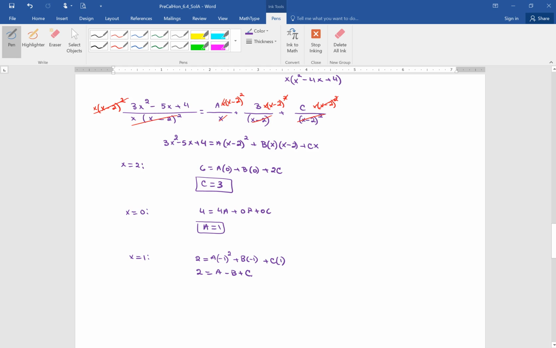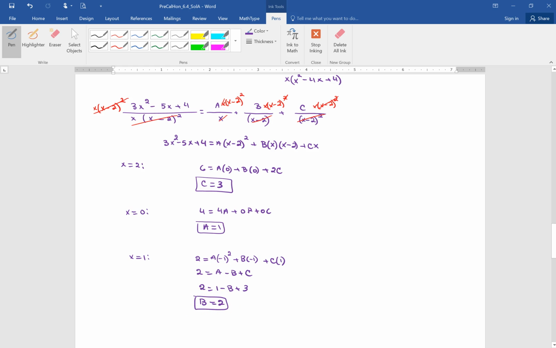We already know A and C, right? So 2 is equal to 1 minus B plus 3. How much is B? C was 3. You get it? How much is negative 1? 2. The way we have it, 2. Yeah. All right? So B is 2. Long weekend, it seems.